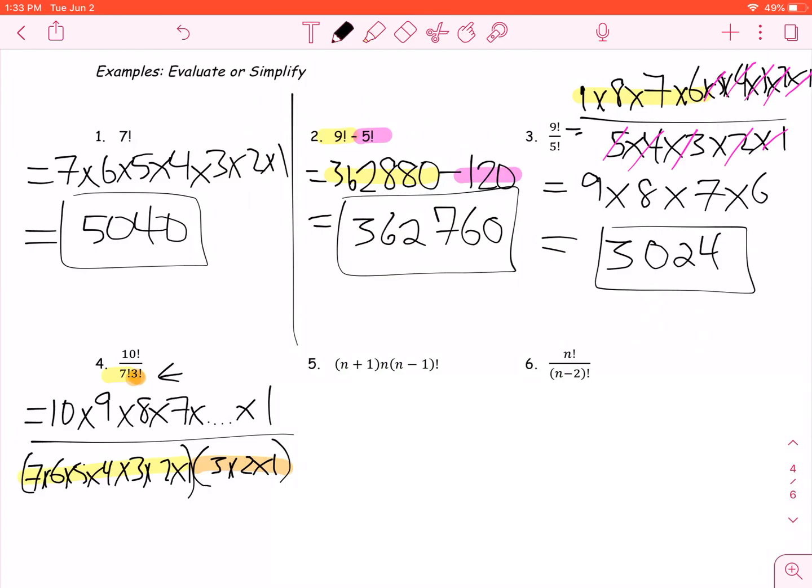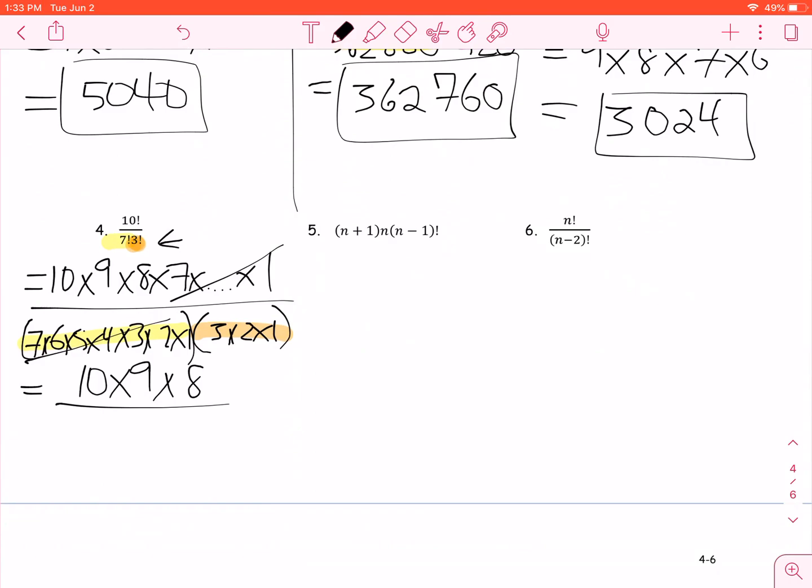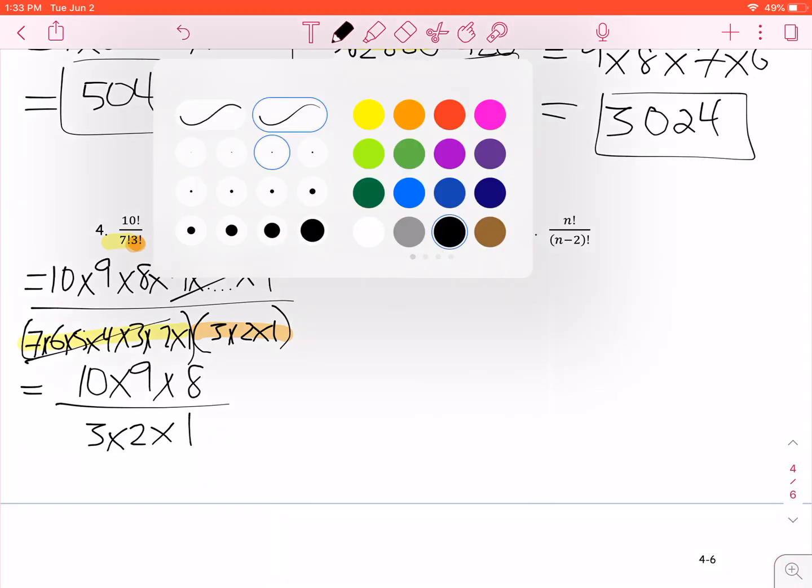Okay, so again, look as to where you can cancel. Definitely the 7 times 6 times 5 times 4 all the way from the denominator and then obviously to the numerator can cancel out. I have 10 times 9 times 8 that's left. I'll just move that down. And in the denominator, I should have 3 times 2 times 1. Okay, you can further simplify here if you like.